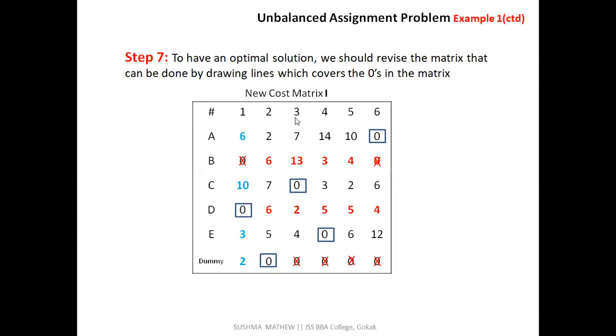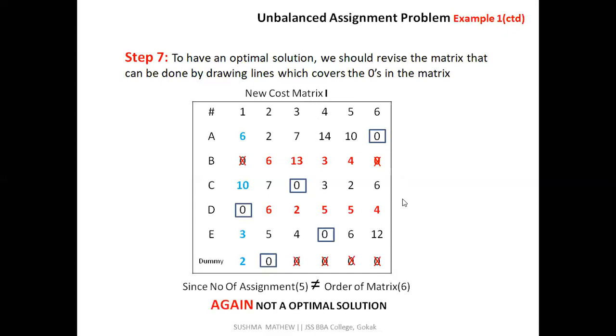Now column 3 has an assignment, column 4 has an assignment, but column 5 has no assignment, while column 6 has an assignment. So again I have to check whether the number of assignments, 1, 2, 3, 4, 5, is equal to the order of the matrix. Now see here in step 7 also there are probably 5 assignments. Even after we revised the matrix, we did not get the number of assignments equal to the order of the matrix. We are still getting 5 as the assignment.